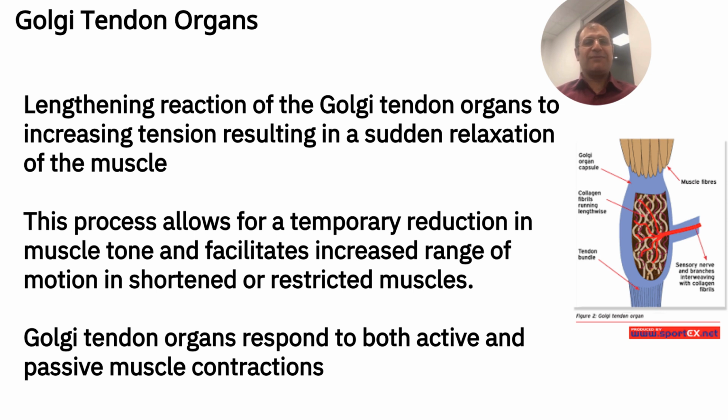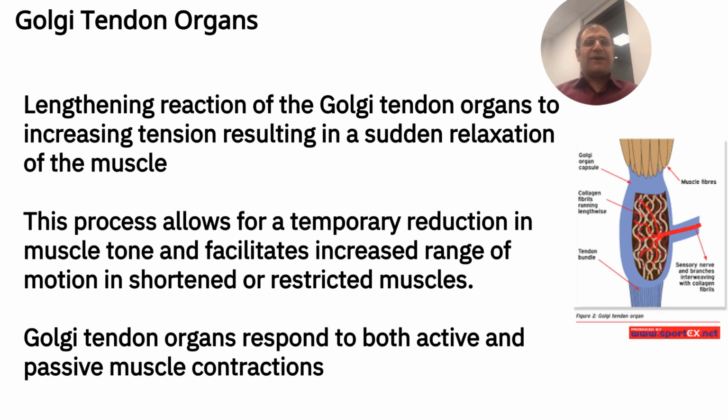One of the key mechanisms involved in muscle energy techniques is the Golgi tendon organ, which plays a crucial role in regulating muscle tone and preventing excessive force on tendons during muscular contractions. When the tension on a muscle increases significantly, the Golgi tendon organ initiates a lengthening reaction, resulting in sudden relaxation of the muscle, thus protecting the tendon from potential injury. This reflex is distinct from the stretch reflex mediated by muscle spindles, as the Golgi tendon organs respond to both active and passive muscle contractions.